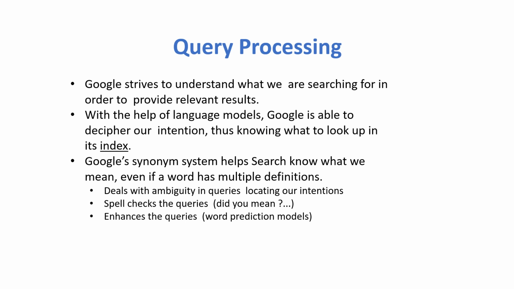So now we have so far web pages collected, indexed and kept ready. But from the user's perspective, what we are giving is a query, and how that query is processed is what we're going to see here. Google tries to understand what we are searching for in order to provide relevant results. Of course, we all know that. So how is this done with the help of language models?